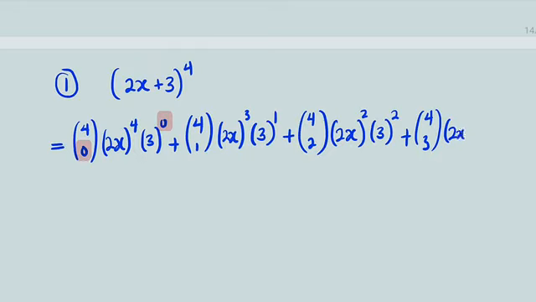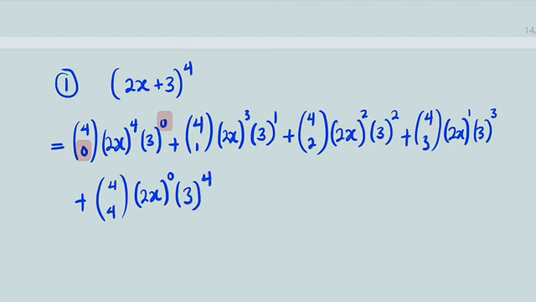a, which is 2x, to the power of n minus 3, that is 4 minus 3 is 1. Then b, which is 3 raised to the power of 3. And the last term, we have 4 combination 4, 2x to the power of 4 minus 4 is 0. Then b, which is 3 to the power of 4. So now let us simplify this. And there's something I wish to tell you.